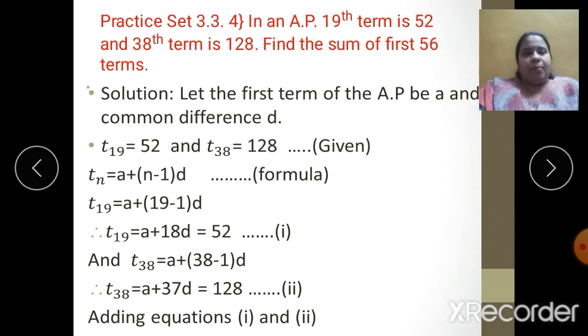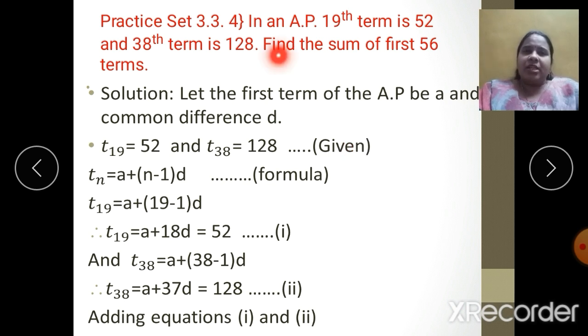Then the fourth sum. In an AP, the 19th term is 52, the 38th term is 128. Find the sum of 56 terms. See, again a is not given, d is not given, the AP is not given. Instead, they are giving us some terms. The 19th term is 52. What is the meaning of this? T19 is 52. The 38th term is 128, meaning T38 is 128. From where do I get this? From the first part of the statement.